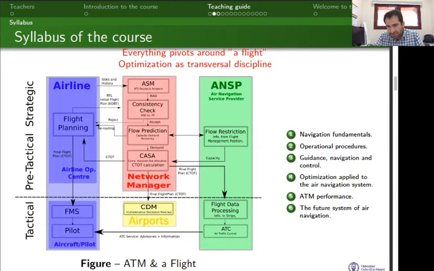What we're going to see is divided into 6 blocks, and besides touching the different elements that we need for flight, including flight planning, flow management, air traffic control, we're going to repeat topics that you have already studied, but we're also going to incorporate optimization as a transversal discipline, in such a way that we're going to solve ATM or air navigation related problems using optimization techniques. So that's what we're going to do.